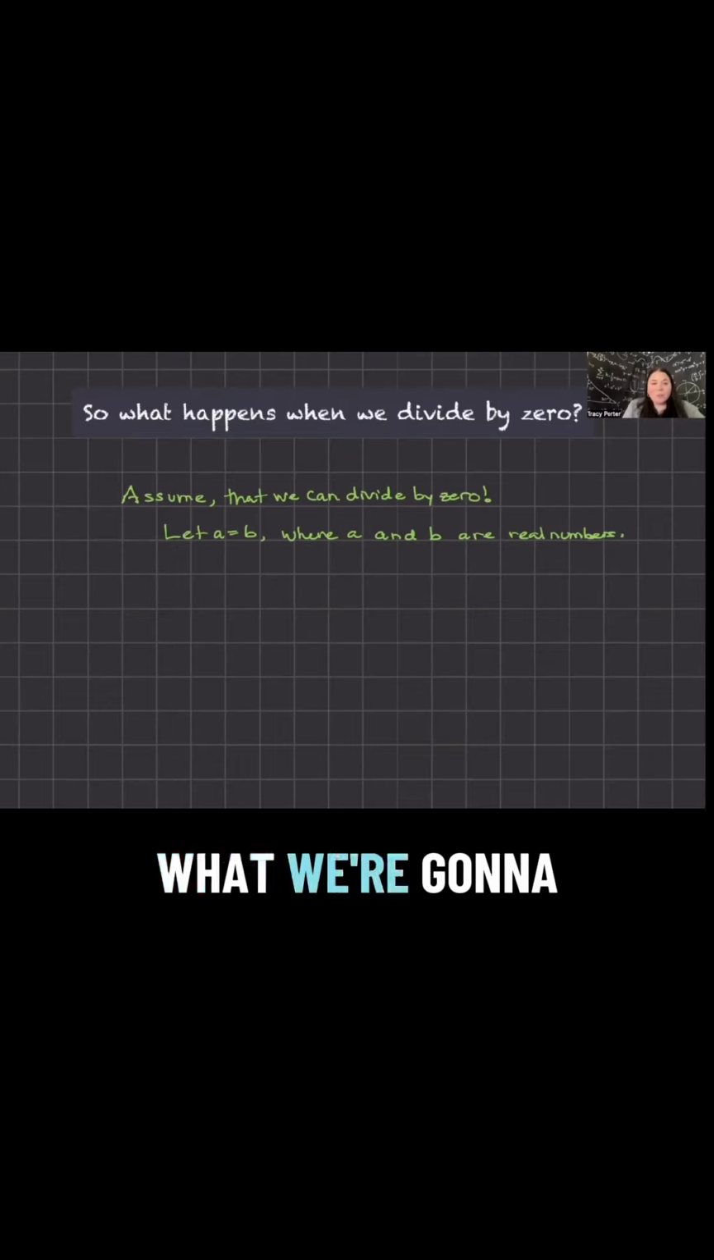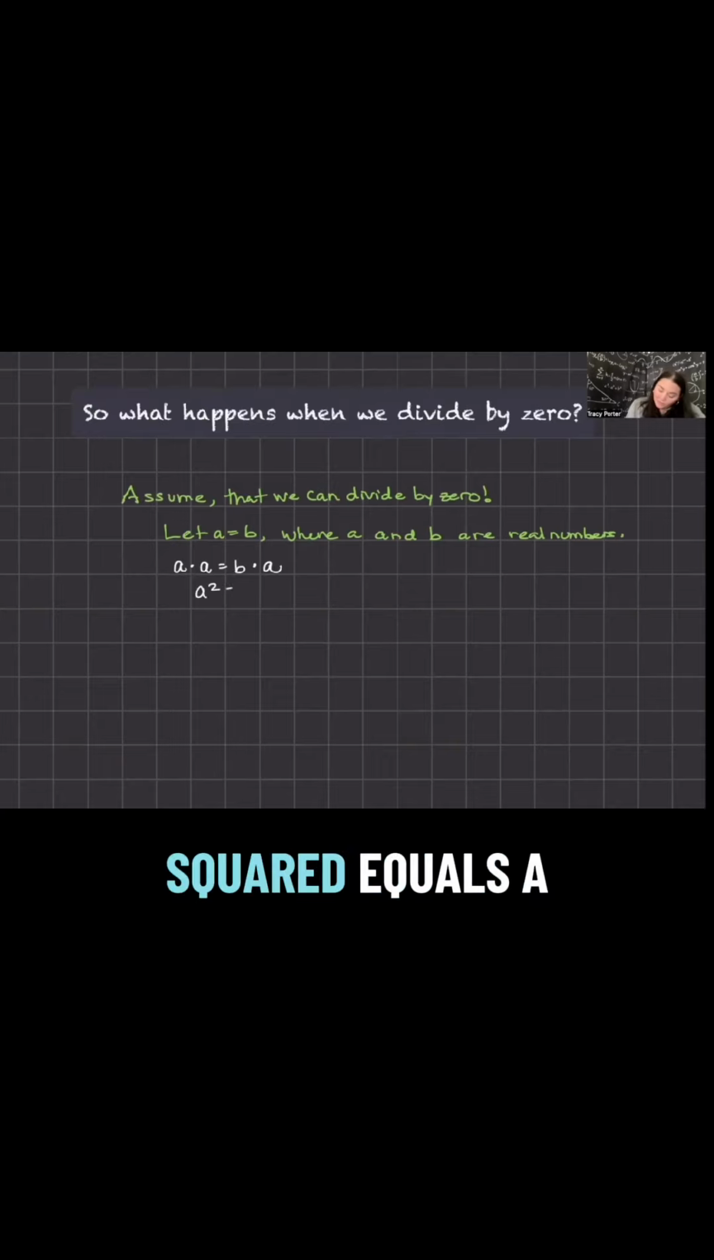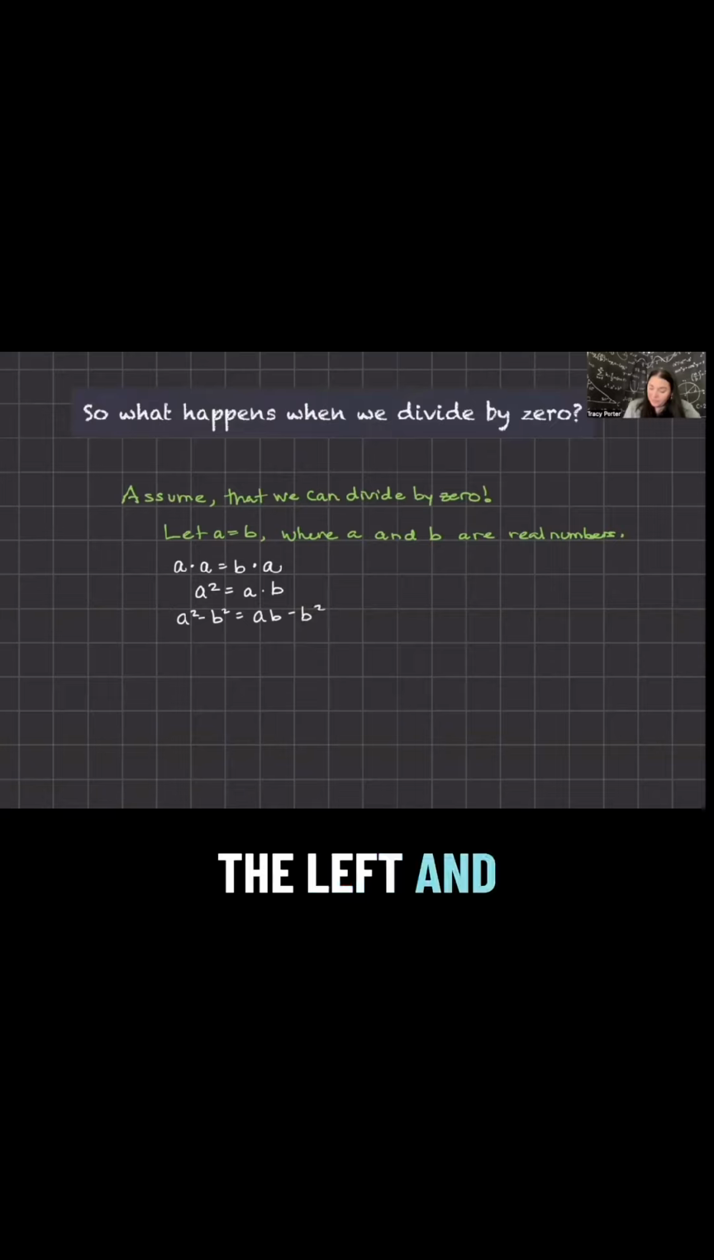Now, from here, what we're going to do is say, let's multiply both sides by A. So multiplying both sides by A is going to give us A squared equals A times B. From here, we are going to subtract B squared from both sides, which will make the left and right-hand sides look like this. Now, the left-hand side is called a difference of two squares, and so it will factor like so, and then you can factor out a B on the right side.